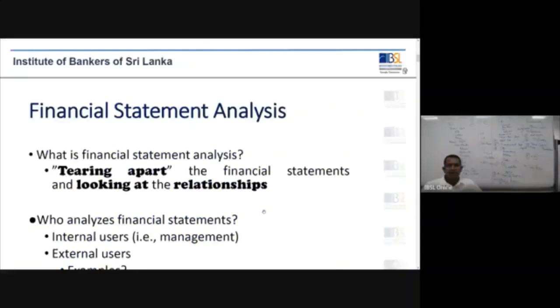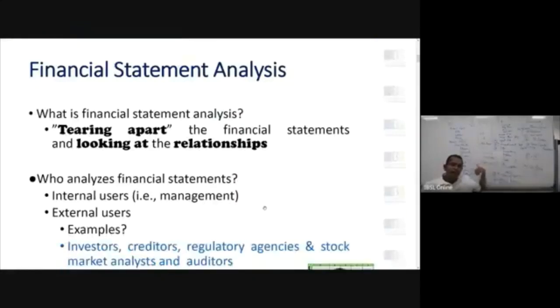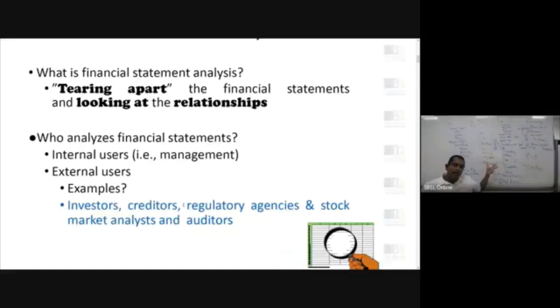Financial statement analysis is evaluating all these items. Who requires it is internal users and external users. Investors, creditors, regulating agencies, stock markets, and those are the external user examples, and internal users are the management.